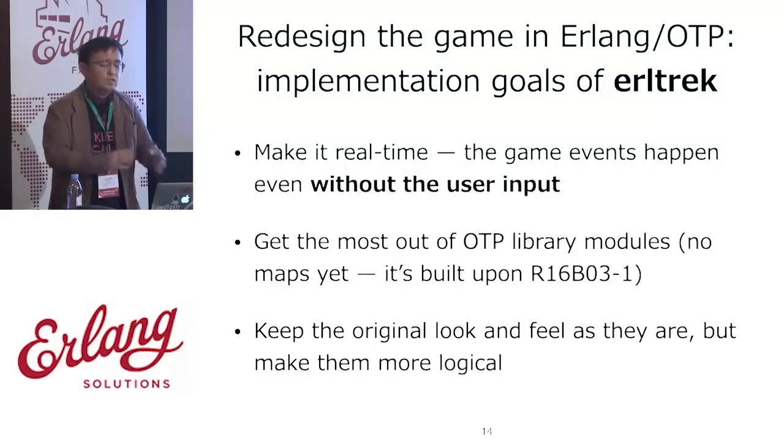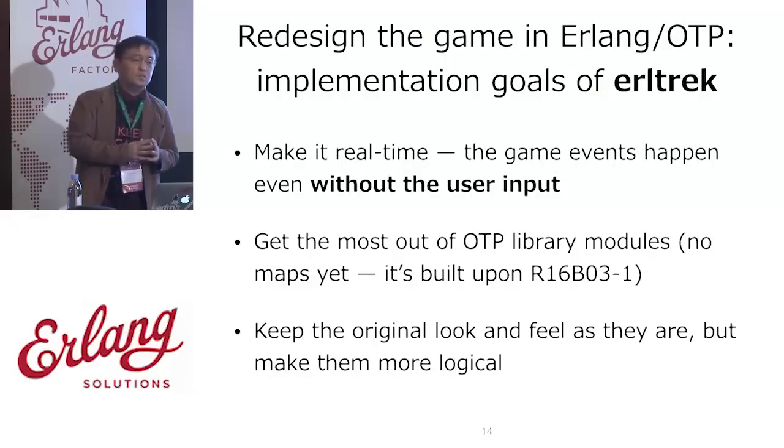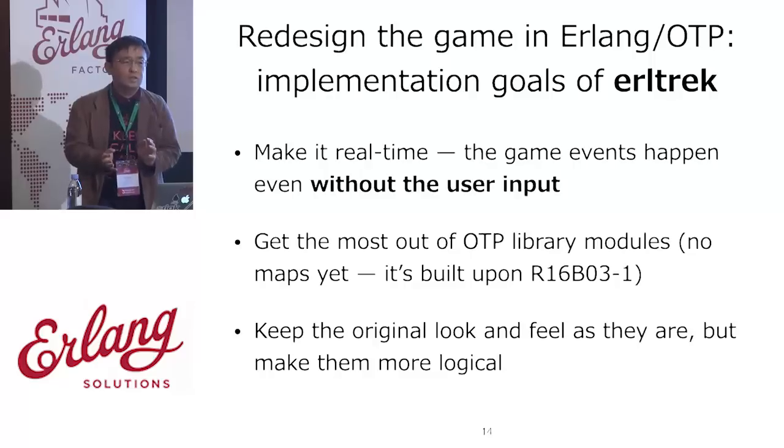But I want to make it more logical, because for example, in the C track, when you leave the quadrant and re-enter the same quadrant, the stars will not be in the same place. This is ridiculous, because in the C track, the whole sectors are recalculated.